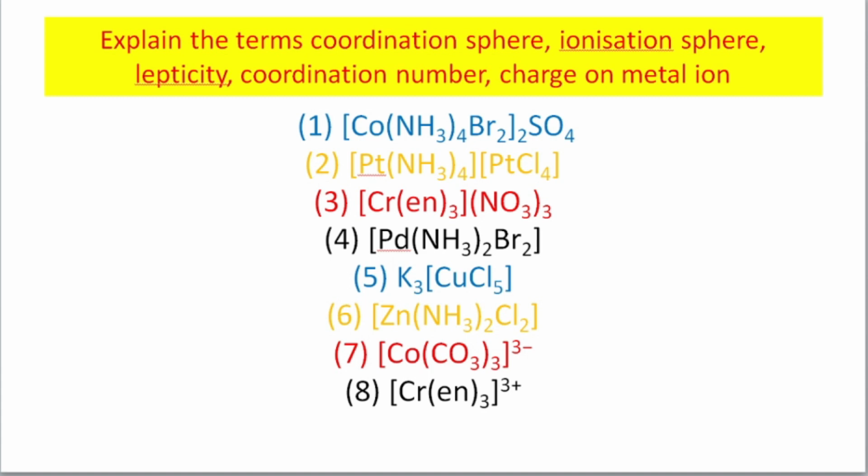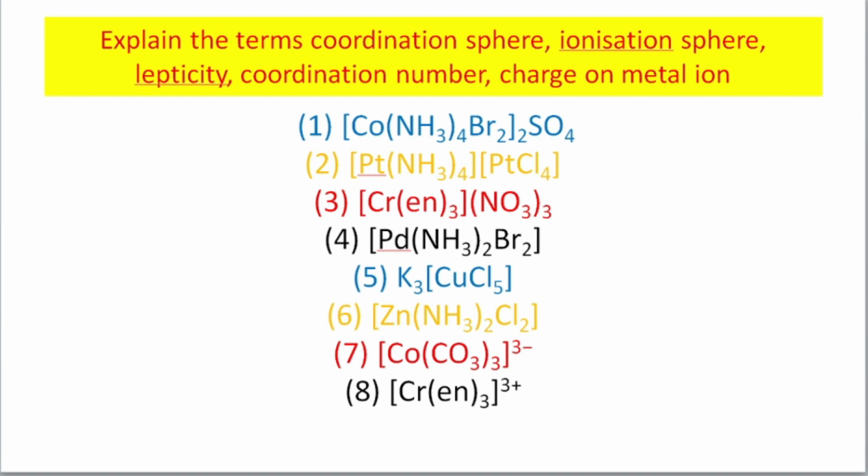So 2 chlorides, 2 ammonia and 1 zinc ion. All those constitute the coordination sphere and those are represented in square bracket. See the seventh complex, cobalt and carbonate. Carbonate means CO3 minus 2. So how many carbonates are there? 3. All those are in square bracket. That is our coordination sphere.